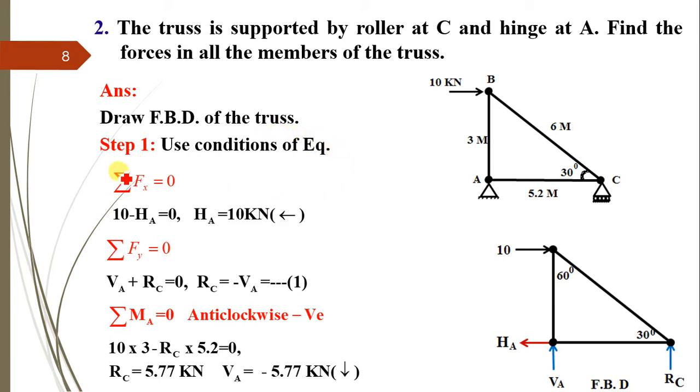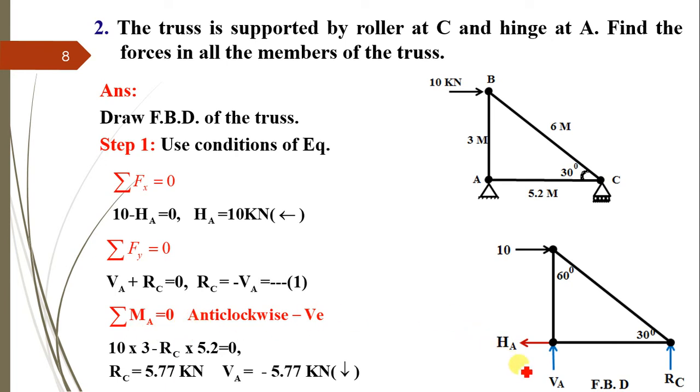So the first step: draw the free body diagram of the whole truss. Releasing support A, the hinge support has 2 unknown reactions HA and VA, then the roller support has 1 unknown reaction RC, and 10 kilonewton is the horizontal external force acting. Now applying the conditions of equilibrium to the whole truss, first, summation of Fx equals 0, so 10 minus HA, so HA equals 10 kilonewton. Then taking summation of Fy, VA plus RC equals 0, so RC equals minus VA.